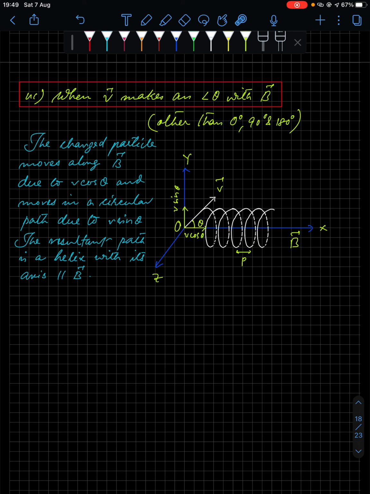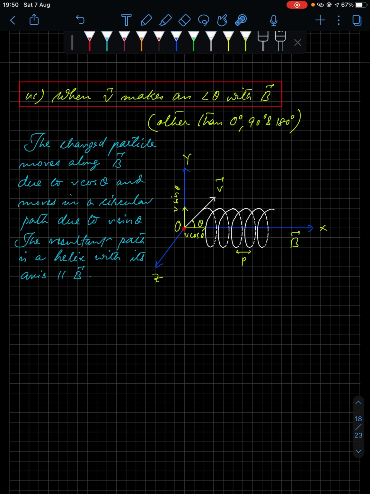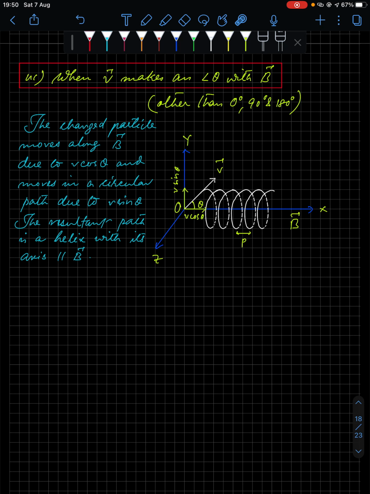Now we have the third situation. We talked about charged particle going parallel to the magnetic field, anti-parallel to the magnetic field, right? 90 degree, then perpendicular to the magnetic field. Now we have a situation where it is not 0, not 90, nor 180. Then you have the charged particle going, say we are considering 30 degree or 60 degree. You can consider any random angles of that kind.